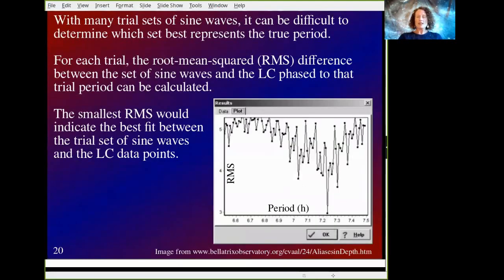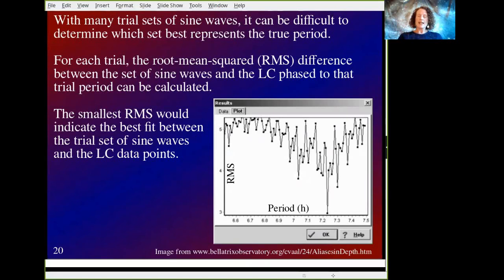With many trial sets of sine waves, it can be difficult to determine which set best represents the true period. So for each trial, the root mean squared (RMS) difference between the set of sine waves and the light curve phase of that trial period can be calculated. And then the smallest RMS would indicate the best fit between the trial set of sine waves and the light curve data points. I show an example of the RMS here.